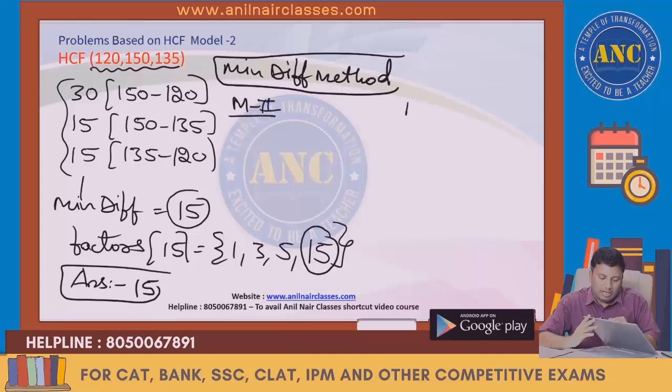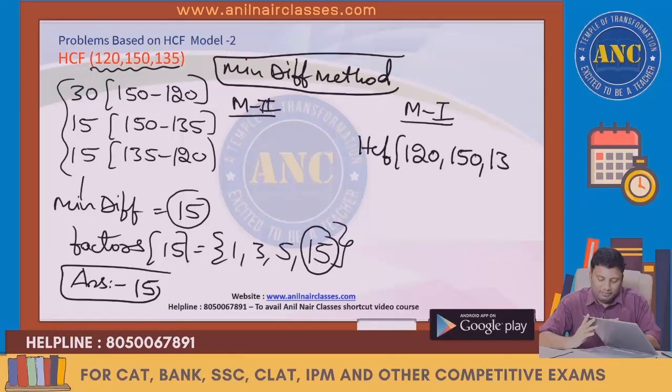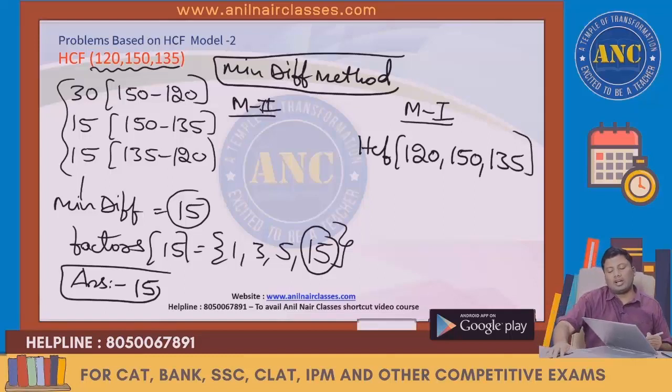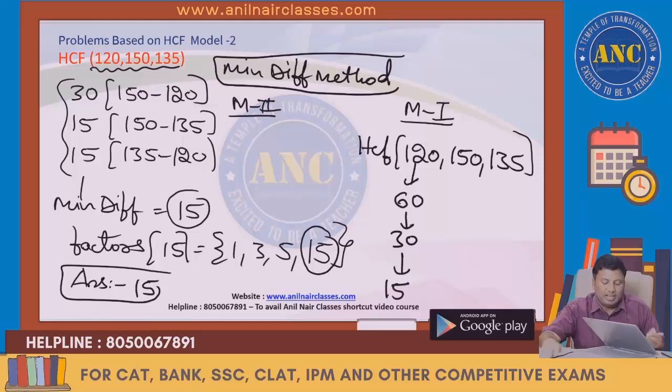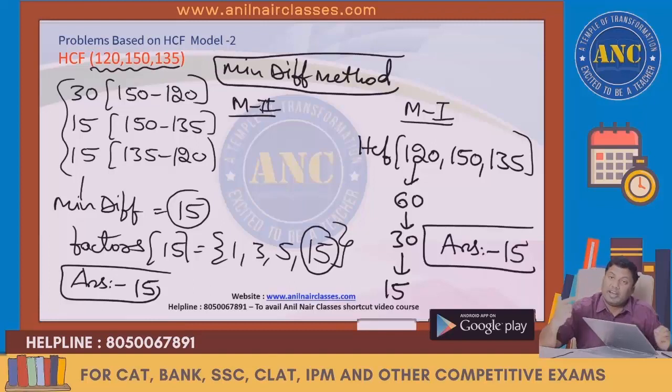Method number 1, anyway we know it. HCF of 120, 150, 135. 120 is not dividing 135. Next factor is 60, 60 is not dividing 135. 30 is not dividing 135. Next is 15, 15 is dividing every other number. So answer is 15. Difference between the numbers and taking the factors, we did it. You don't need to take the difference between all the numbers; you can take the minimum difference between the numbers.